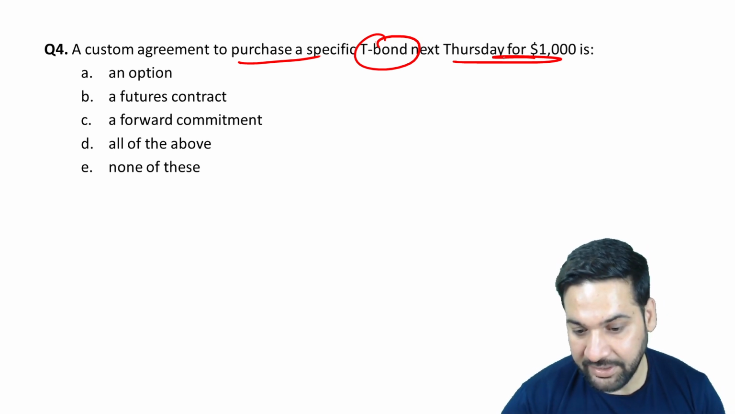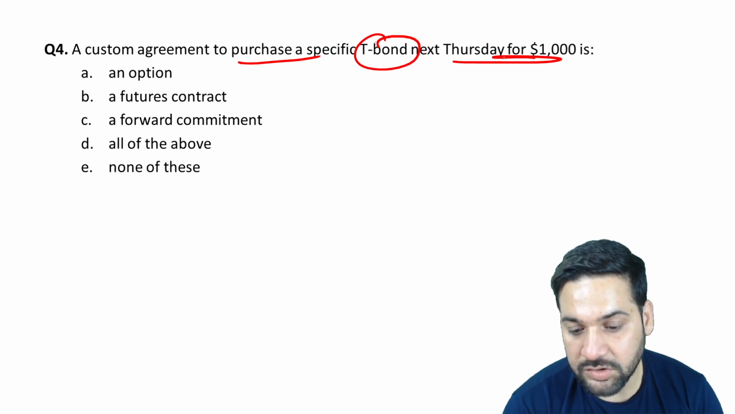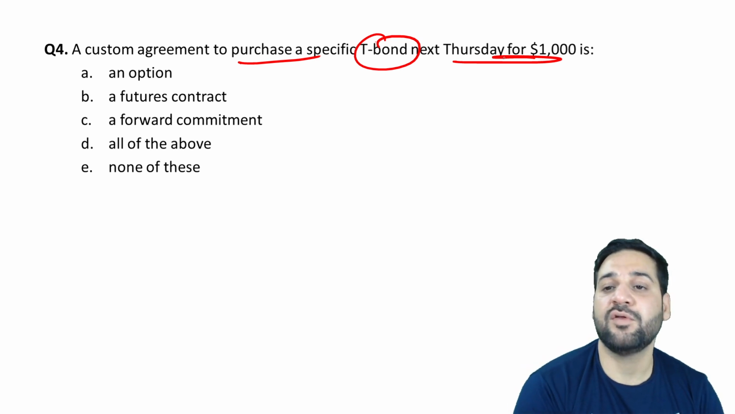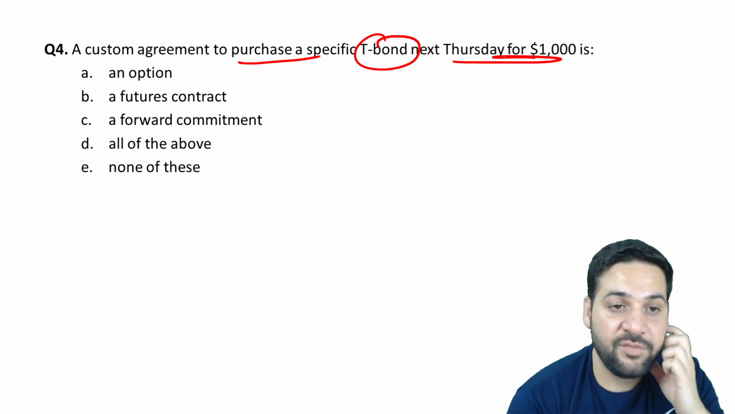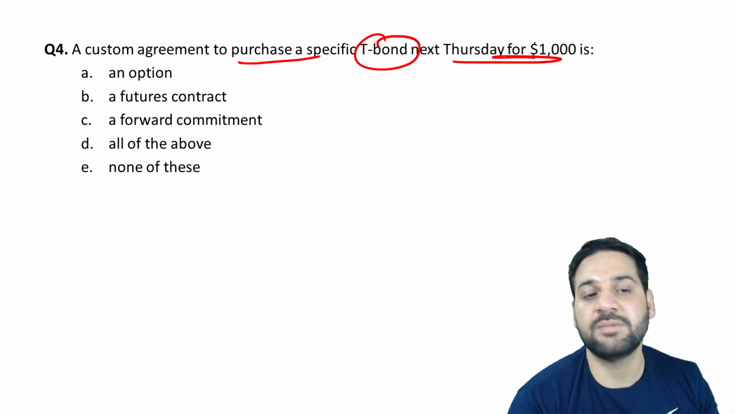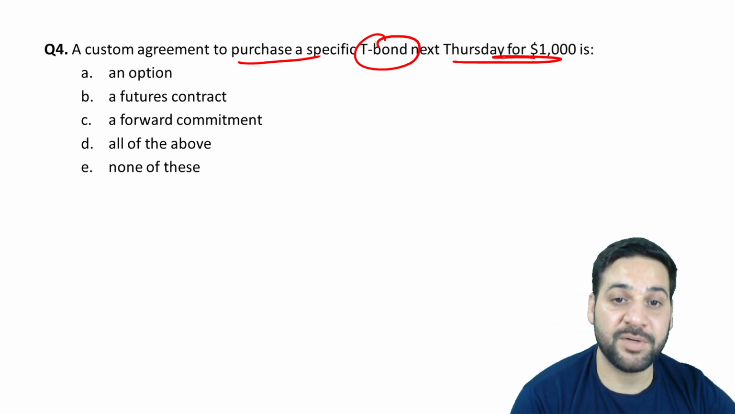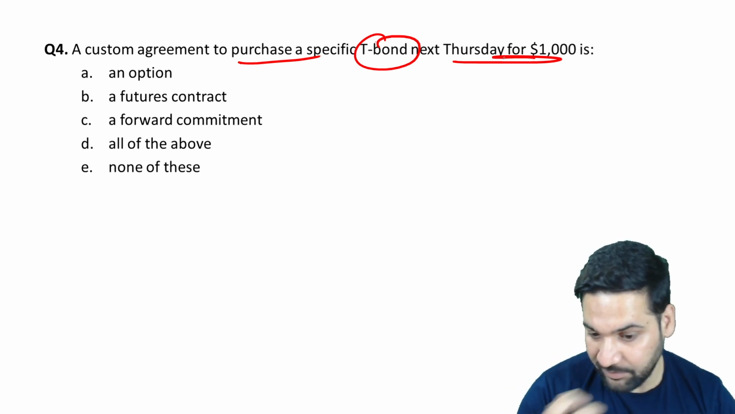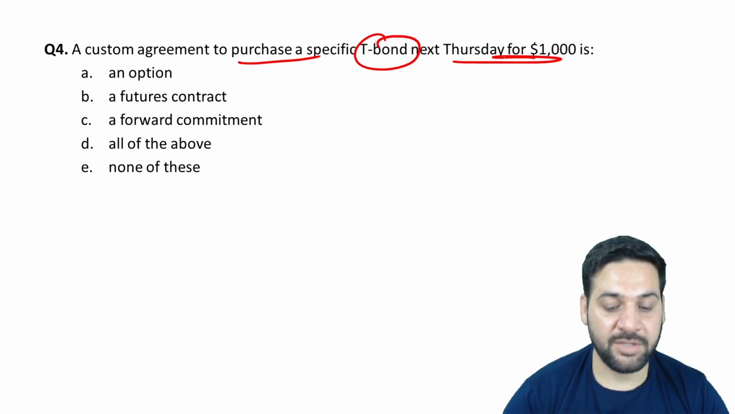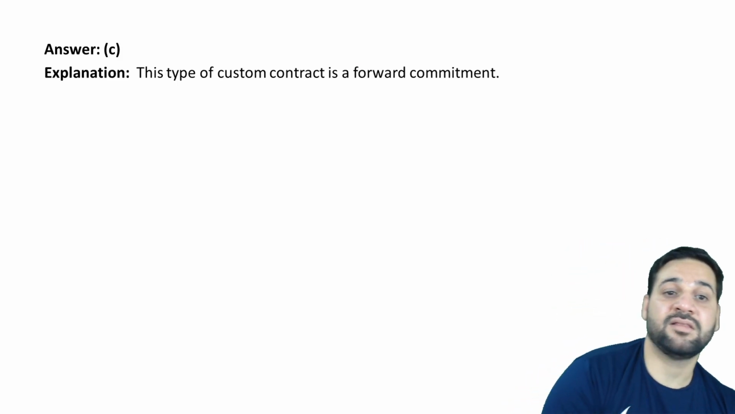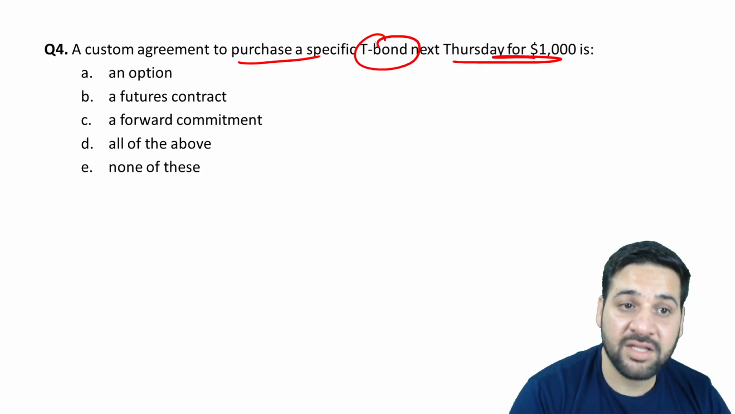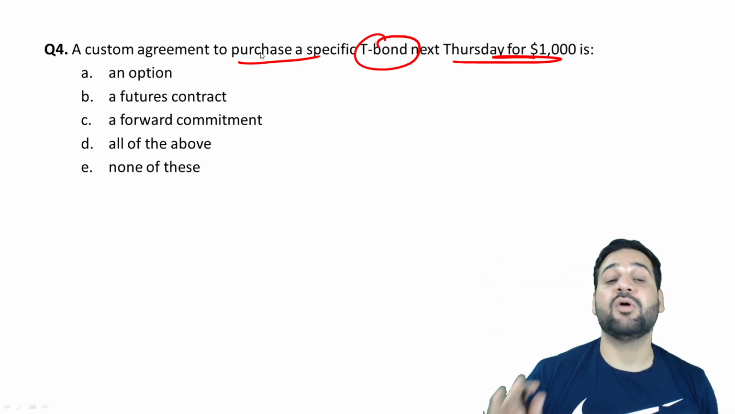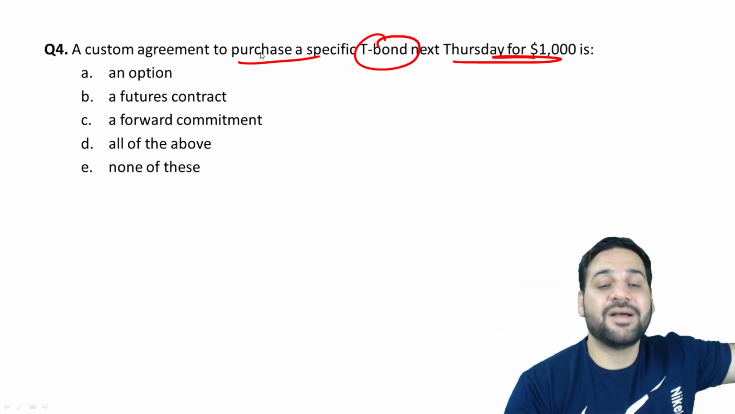A custom agreement to purchase a specific T bond next Thursday for $1,000 is what? Let me know, students. Somebody said it's a forward commitment. That's correct. You are making a commitment. It is not an option. It is a commitment.